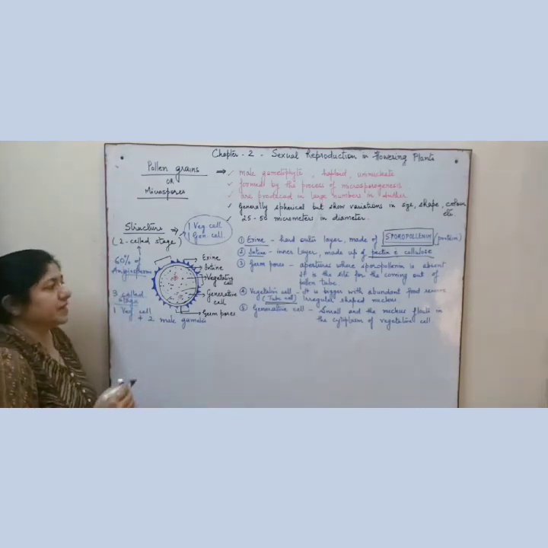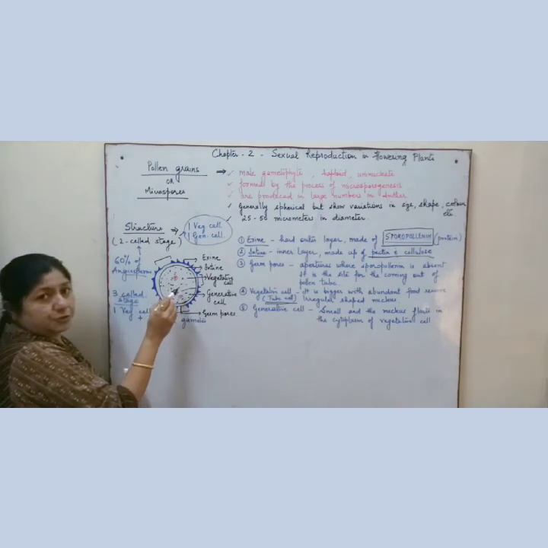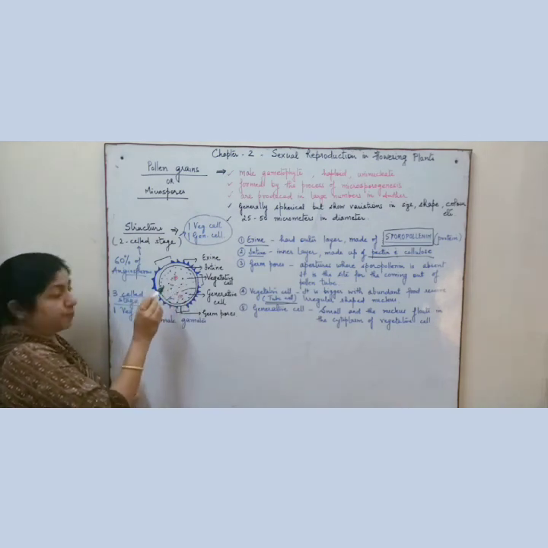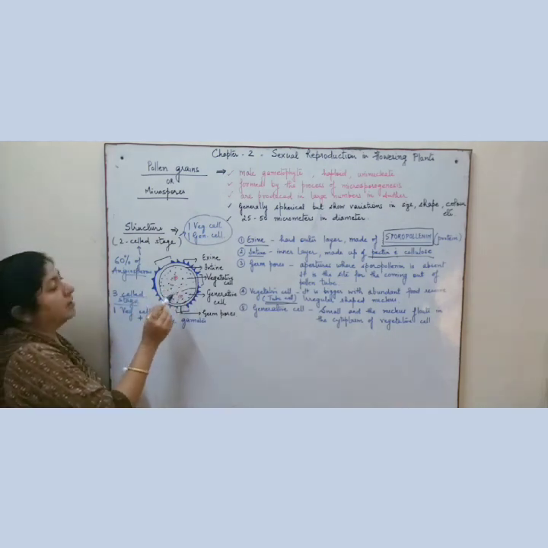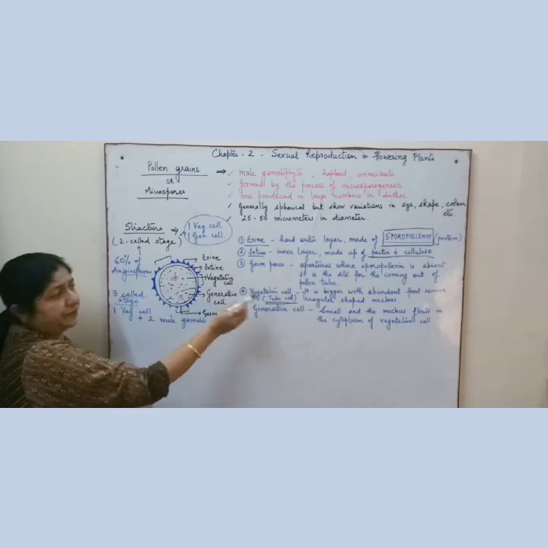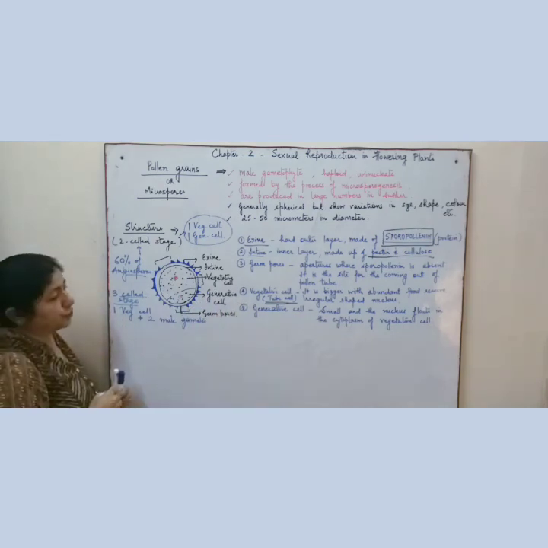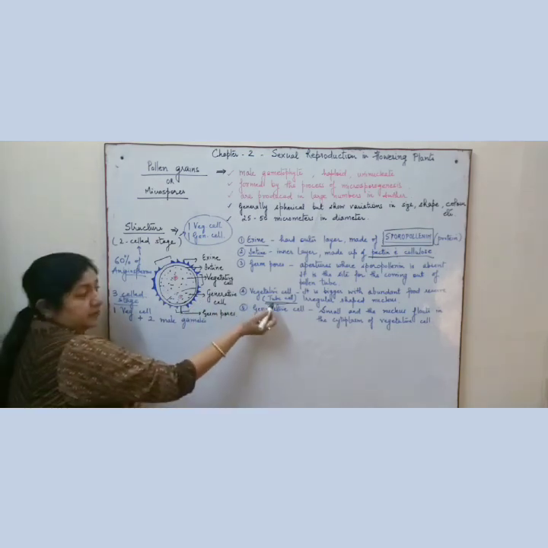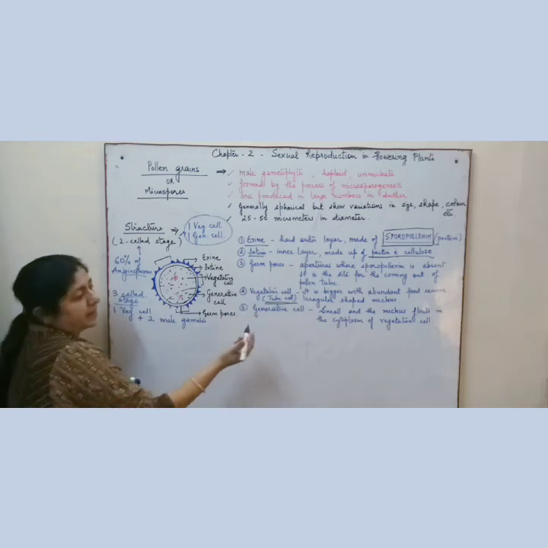The reason being, the pollen tube which is formed when the pollen grain lands onto the stigma, the vegetative cell will cause the formation of the pollen tube. Therefore, we also call it a tube cell. The tube cell will be carrying the male gamete.